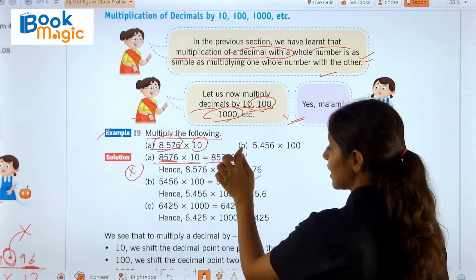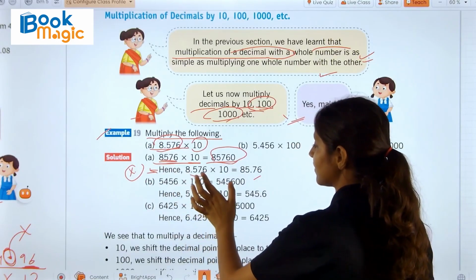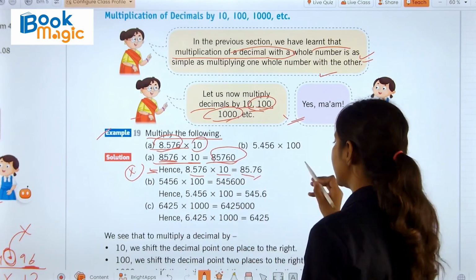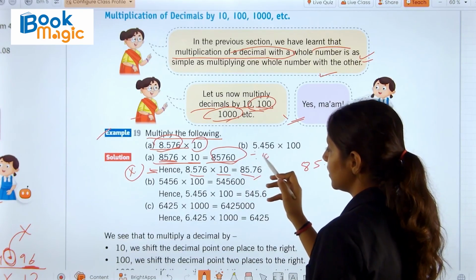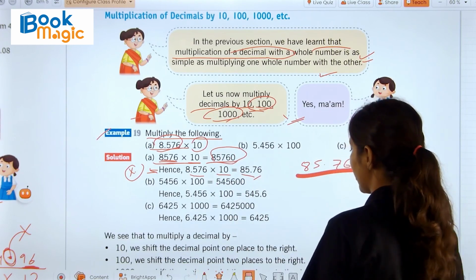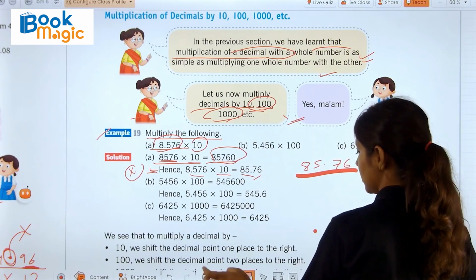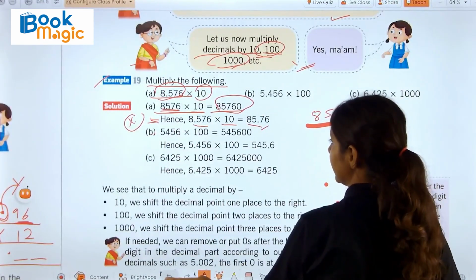So this is our answer. Okay, इसका मतलब है कि 8.576 into 10 gives us the result of 85.76, because if we are dividing this, so it will be here. Okay, so 85.76. Now we have part B.